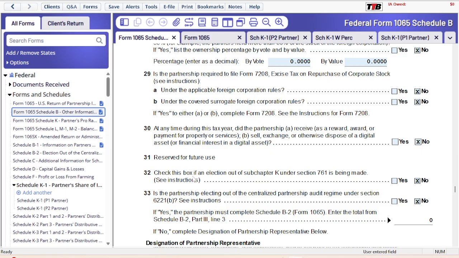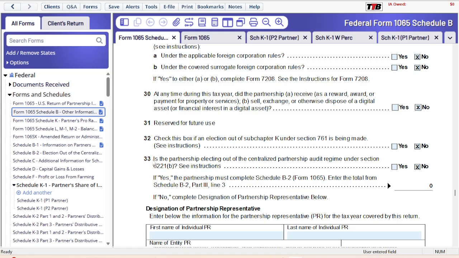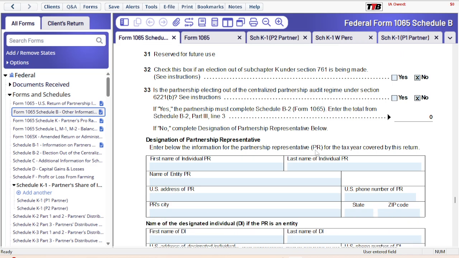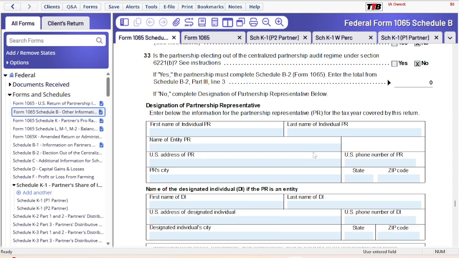Line 32, check this box if an election out of subchapter K is made; we are going to say no. Is this partnership electing out of the centralized partnership audit regime? The answer is no. If it's yes, they say to complete Part 3. We are just going to keep it no. So if no, complete the designated partnership representative area here.